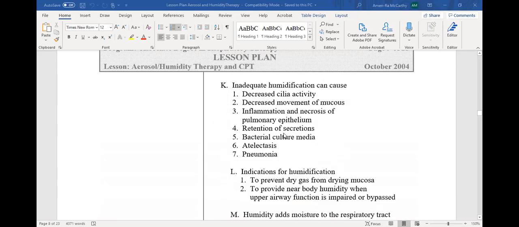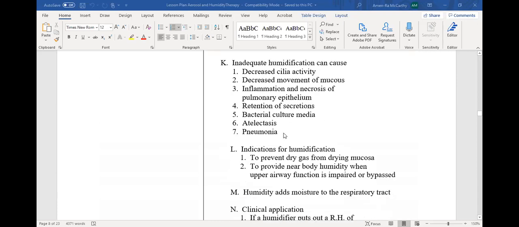Now, look at K. Inadequate humidification can cause all of these things. Look at K. A decrease in cilia activity, right? Because you're making it dry. Cilia can't move because it's so dry. A decreased movement of mucus. Now, that mucus can't move up the escalator like it used to. So now all that trapped foreign particles are staying in, right? They're not getting out. So that can cause inflammation and death of the pulmonary epithelium, which can then cause a retention of secretions, right?